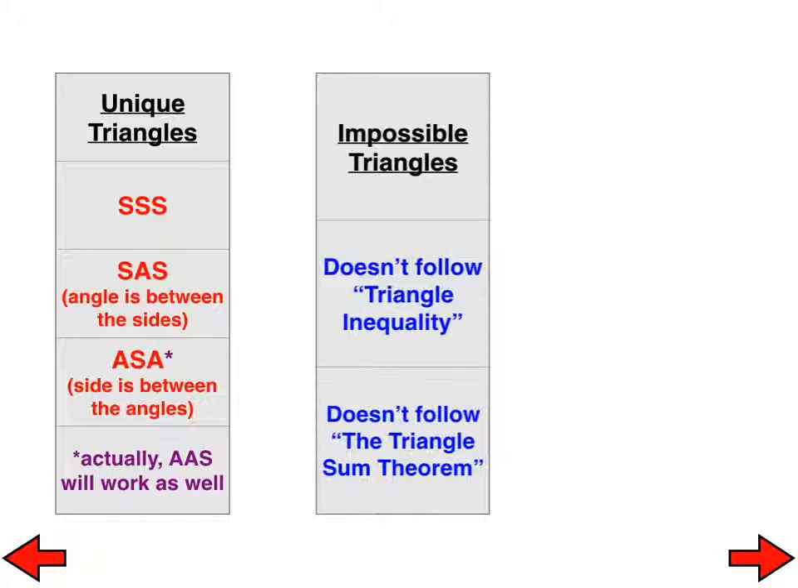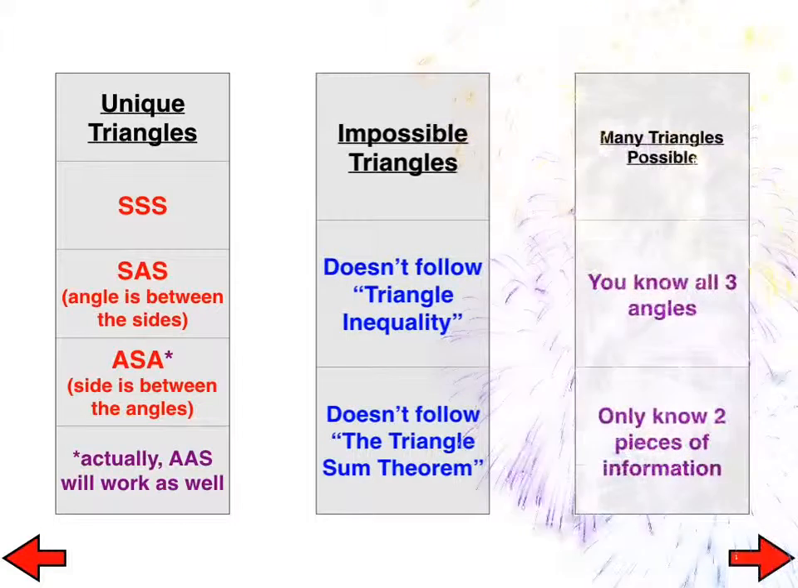And then last week we learned how to figure out if a triangle is even possible. If it doesn't follow the triangle inequality, then it's not possible. Small plus medium has to be bigger than the large one. Or if it doesn't follow the triangle sum theorem, like number 10. If it doesn't add up to 180, it's not going to make a triangle. It's going to make some funky shape that doesn't close.